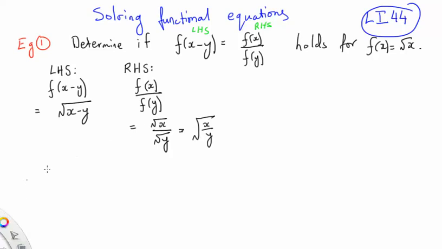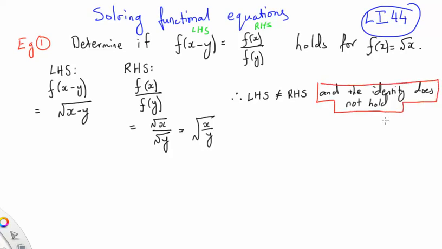Now the crucial observation is that the left-hand side does not equal the right-hand side. You can see that they're different. So we say therefore the left-hand side does not equal the right-hand side. And if you want to be really fancy, you could say, and the identity does not hold. So this part is super fancy. You don't have to write that. That part is if you want to be really fancy. This is enough: writing whether the left-hand side equals the right-hand side or not.